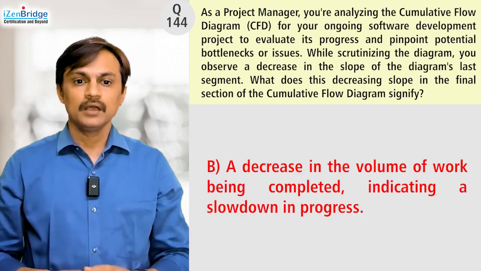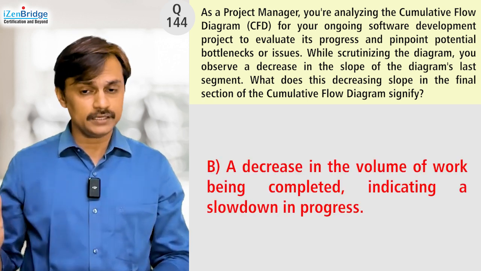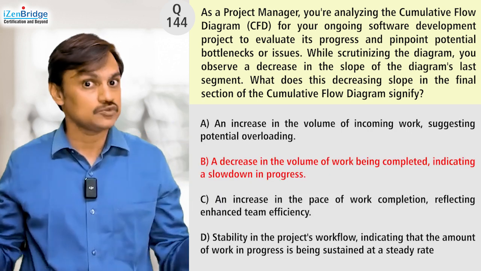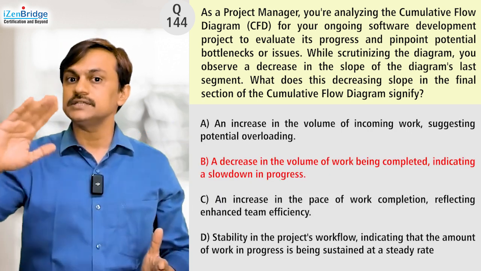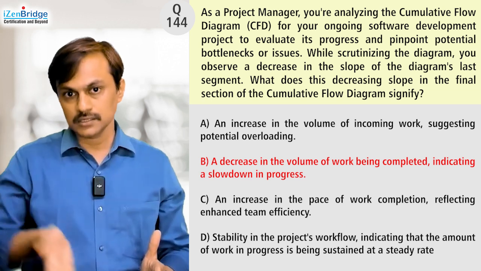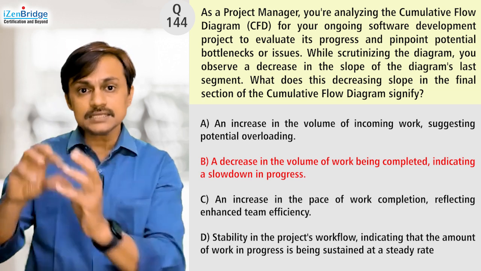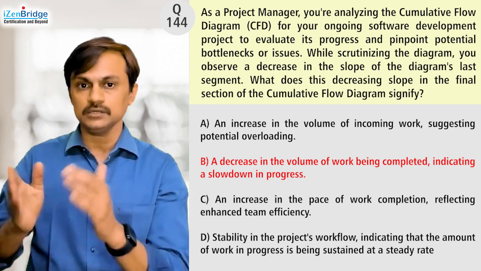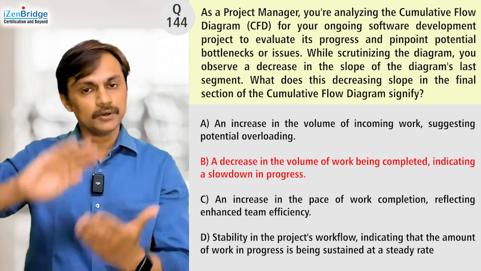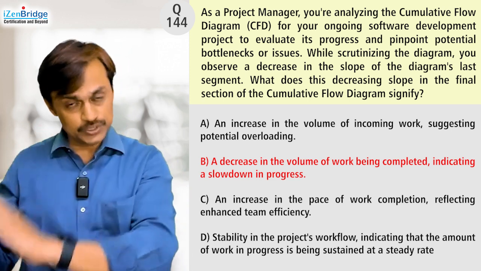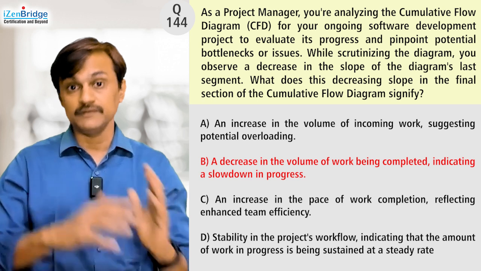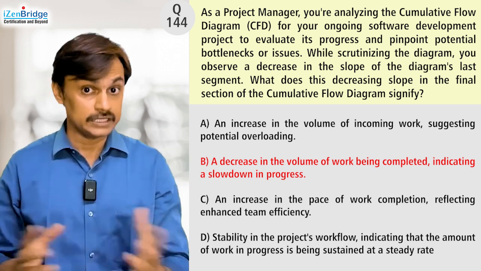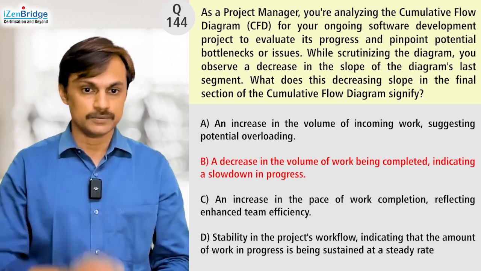So we can ignore A. Option B, a decrease in the volume of work being completed, indicating a slowdown in progress. This is what it tells very clearly. When you have a decrease in the slope of your last column, it means fewer items are going into a done stage, which also means that your throughput is reducing day by day, which means the number of items getting completed is reduced from the previous slope because previously they were more and now they are less. So indicating slowdown in progress is very clearly coming out of the question situation. So option B looks great.